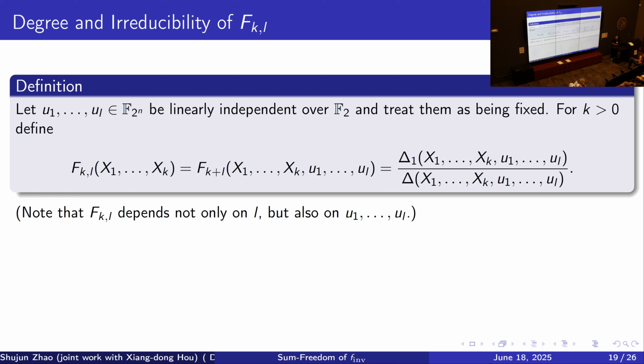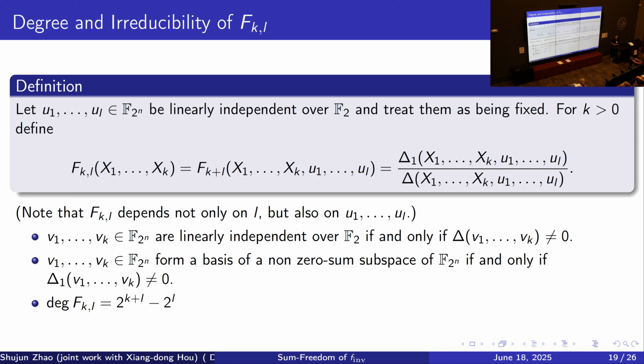And also, we will use another polynomial f_{k,l}. It is like the expansion of f_k. So we evaluate f_k at u1 to ul, it is still a polynomial in k variables, but it is dimension k plus l, using u1 to ul to be some elements in the finite field F2 to the n. And this polynomial depends not only on L, but u1 to ul also. U1 to ul determine its coefficients, right? And this polynomial has degree 2 to the k plus 1 minus 2 to the l. K plus l, sorry.